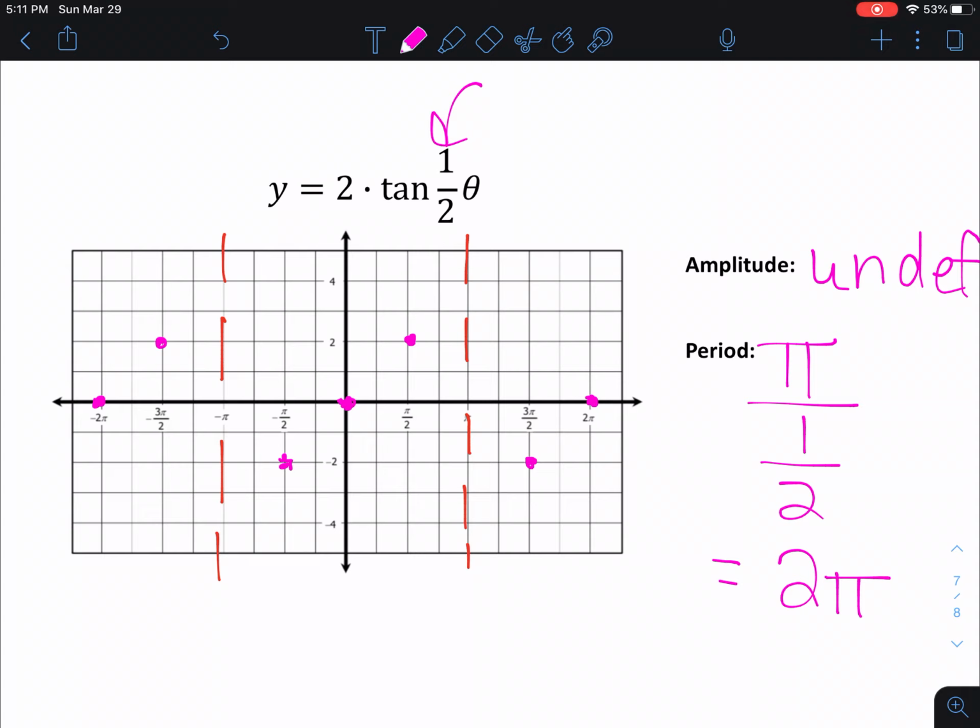All right, let's connect these. Sort of made it. Okay. And that's y equals 2 times tangent of 1/2 theta.